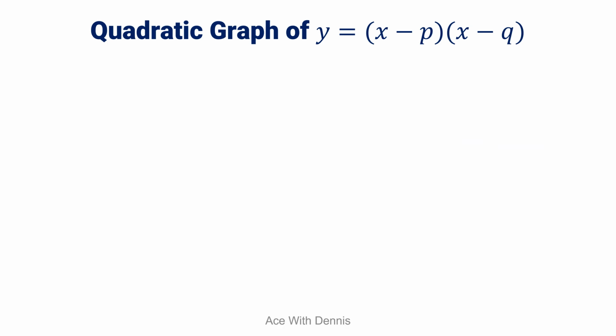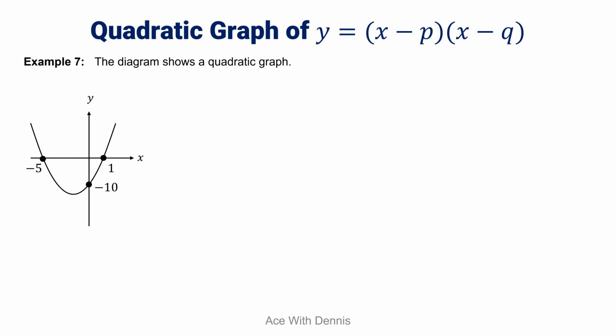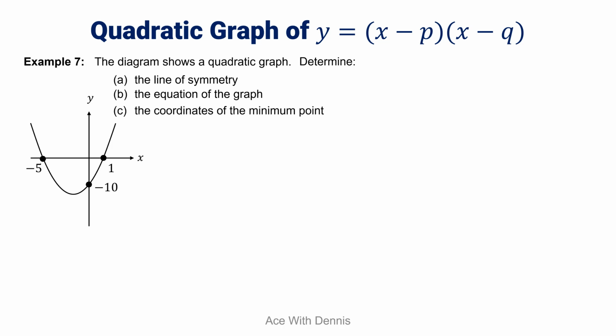Now, let's look at one more example for quadratic graph of y equals x minus p times x minus q. So example 7, given this diagram, the diagram shows the quadratic graph. Determine A, the line of symmetry, B, the equation of graph, C, the coordinates of the minimum point. And here is the solution.